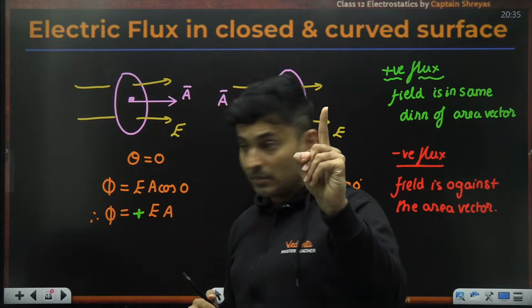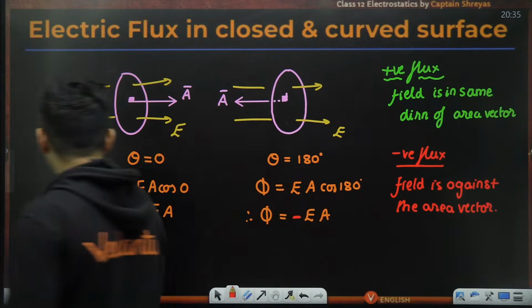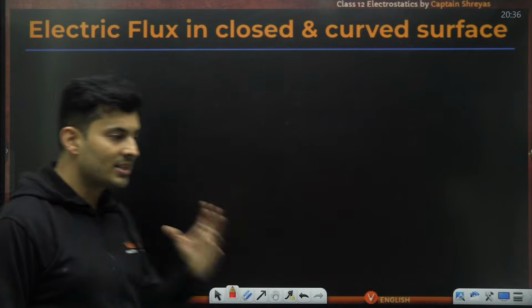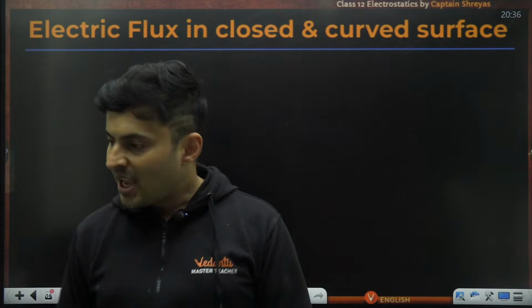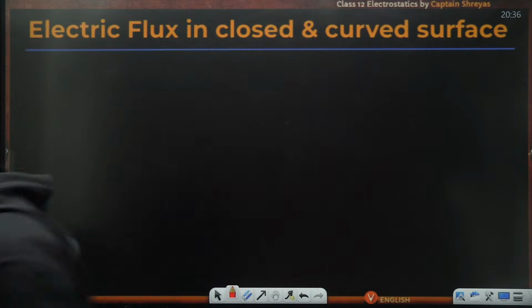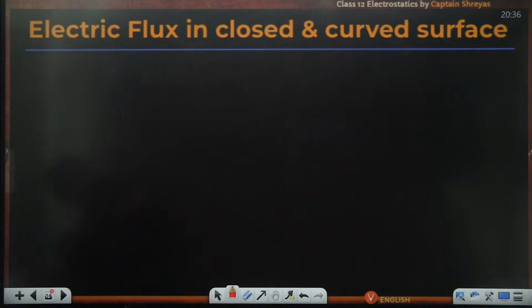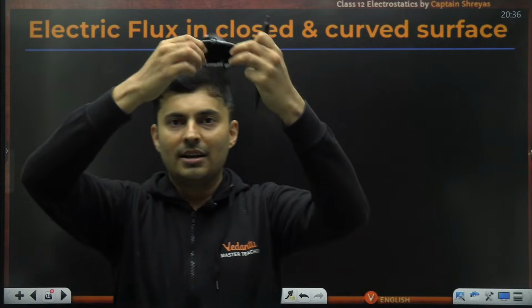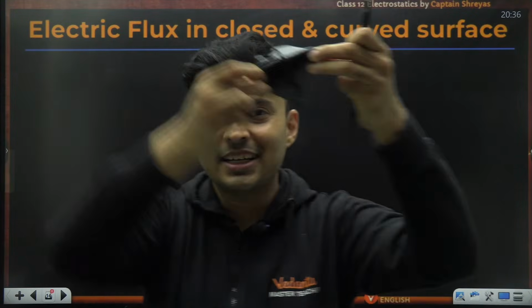But there is a but over here. What is that but? The but is the moment you have a closed surface. Let me see if I have a closed surface somewhere around me. Yes, I do. See this pouch, this is my microphone pouch. Right now it has an opening. Can you see that? It's an open curved surface.